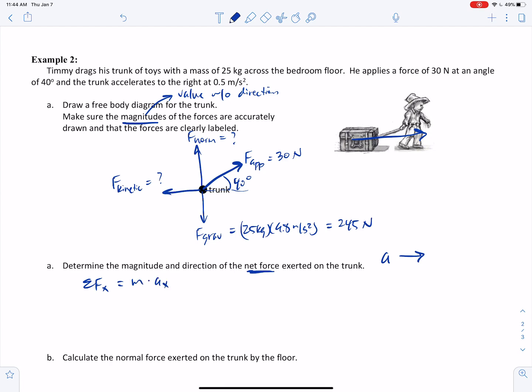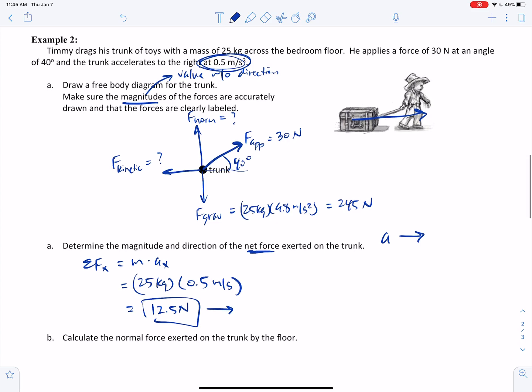So the net force in the x direction is the mass times the horizontal acceleration. The mass is 25 kilograms, and that horizontal acceleration is half a meter per second squared, grabbing that from right here. So this is 12.5 newtons, and it, of course, is going to be to the right. Okay, that's the net force.